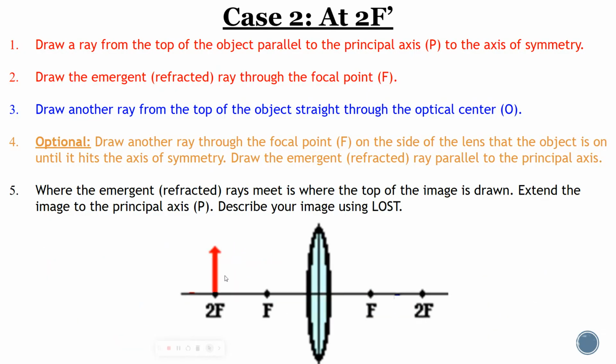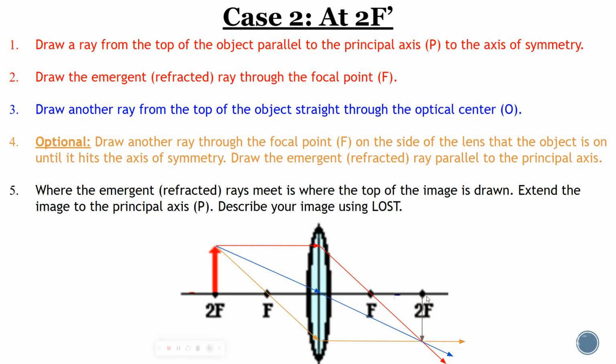The next case we're going to do is when the object is at 2F. So same thing, we're going to approach the ray diagrams the exact same way. You can try it yourself first, pause the video, then check your work. So if you've done that, now you're verifying your work. We do 1 ray parallel to the principal axis through the focal point, 1 ray to the optical center, all the way down without refracting, 1 ray through the focal point, and then parallel to the principal axis.